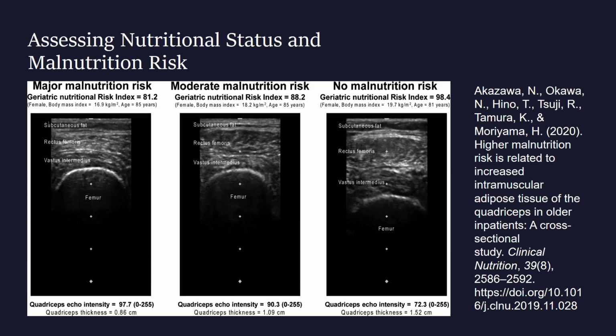As it travels to the left, these patients have more malnutrition risk, and you can see those 3 layers get thinner, and the echo intensity of the quadriceps muscle goes up. So this is something interesting that I think lots of people are looking at in the nutrition world as an easy, non-invasive bedside way to assess malnutrition risk, although I don't know anyone that has actually done this practically bedside. All right.